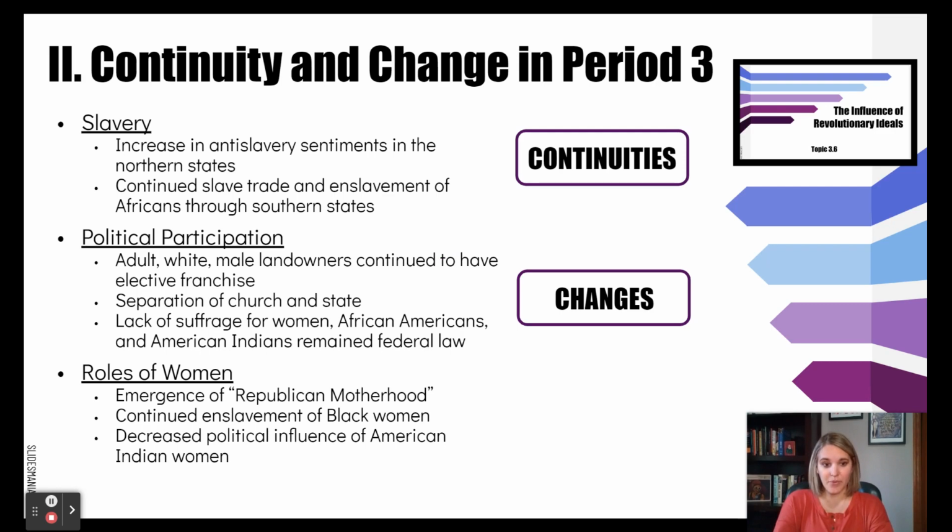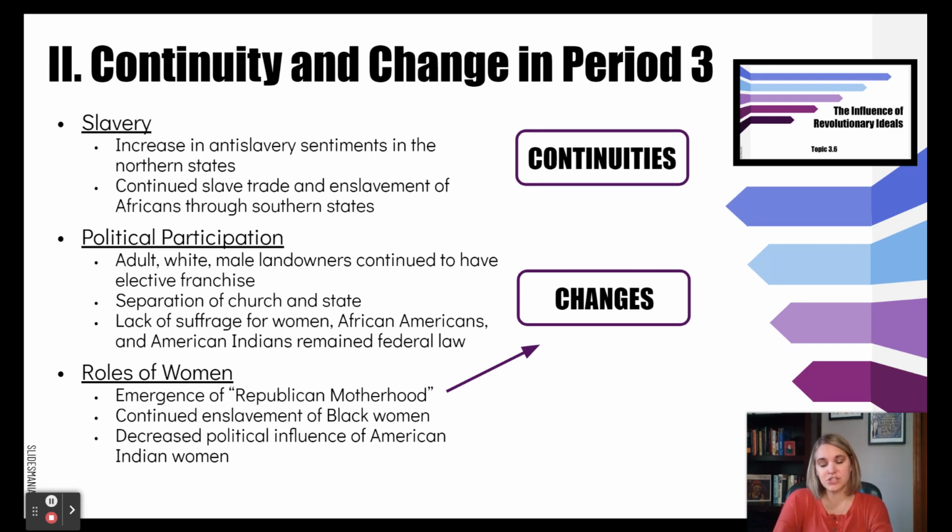Then our last topic here as an example is going to be the role of women. If you remember learning about Republican motherhood, this is the idea that it was the duty of mothers to educate their sons to be good citizens and to participate in government and to be the future leaders. Therefore, women needed an education. So we see increased educational opportunities for women, especially in the northeastern states. And so this is an example of a change. However, if we look at Black women, we see the continued enslavement of Black women primarily. Now, the northern areas did abolish slavery. Some of that was more gradual.